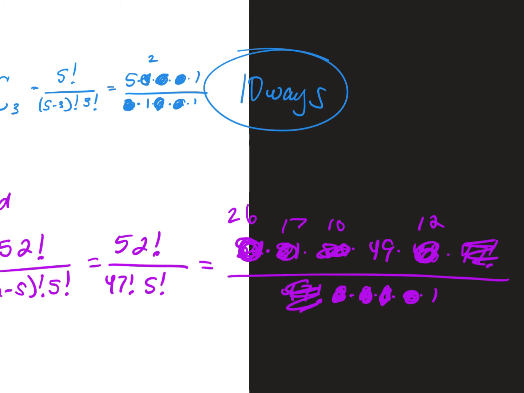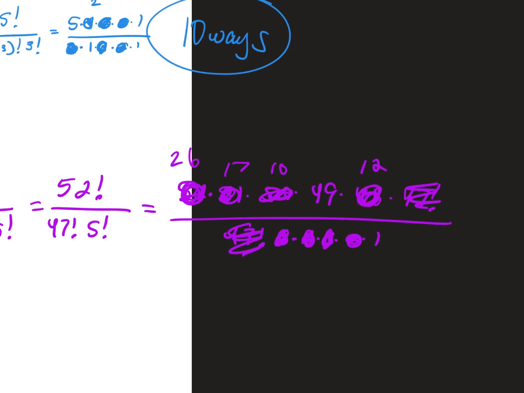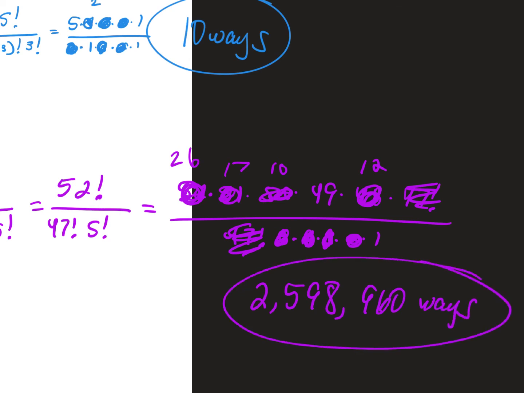So let's multiply together. 26 times 17 times 10 times 49 times 12. What'd you guys get? 2,598,960 ways. Now, would anybody like to write out by hand all 2.5 million ways that your poker hand could be dealt? No, no, no, no, no.